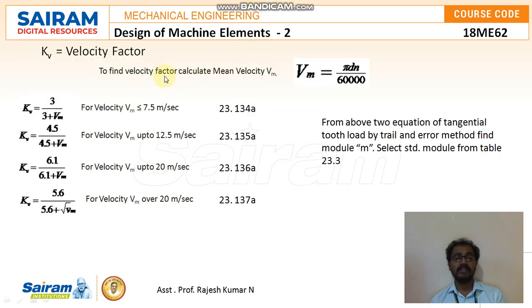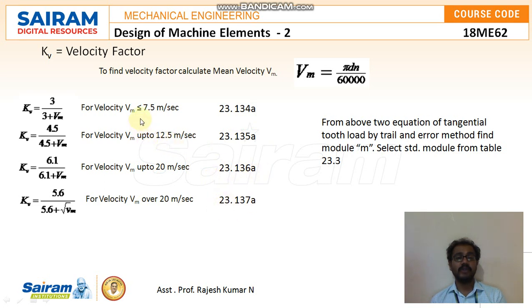To find the velocity factor, we need to calculate the mean velocity, with the formula pi d n divided by 60,000. Based on the different velocities, we have different velocity factor formulas, starting from 23.134a, 23.135a, 23.136a, 23.137a.